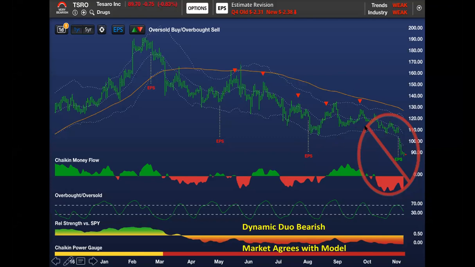You do not want to guess bottoms or bottom fish in stocks like this. You want to put on a low risk put position ahead of the earnings reports. And 2 out of 3 times or more, you're likely to be profitable on that trade.